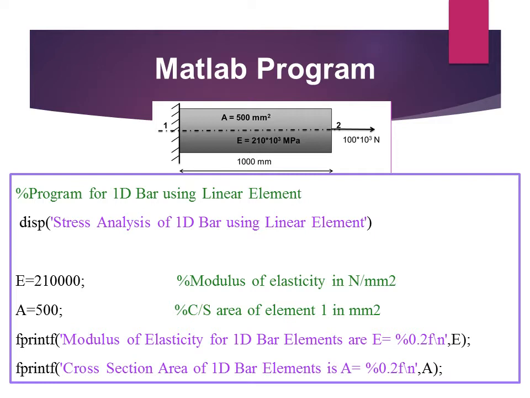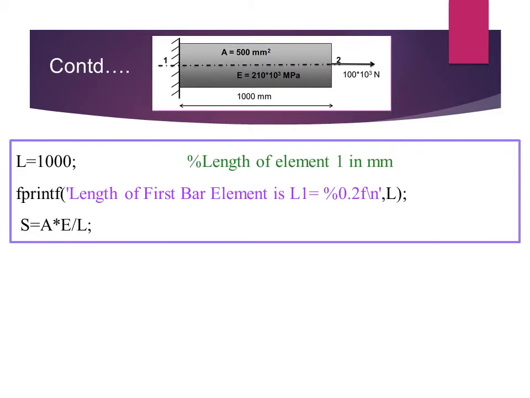Otherwise you can take input from the user, with a command to enter the value of E and enter the value of A, but I know the values, so I am putting them here. For display purposes I am using the syntax fprintf: modulus of elasticity for 1D bar element is E equal to %.2f \n, and E. The .2 means the program is going to take up to 2 digits after the point, and the same for the cross section. Next is L equal to 1000 mm, I am putting it here directly, and with fprintf I am displaying this length.